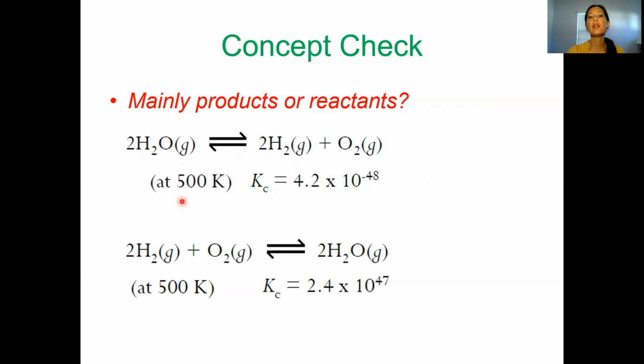If I flip the equation, so now I have the reactants on the left, and I basically start out making the H2 and O2 the reactants, giving water, that K is favorable. That K is huge. It's times 10 to the 47. So I used extreme cases here, but what that's saying is this will go to an appreciable extent. You'll mainly have product water in that situation.